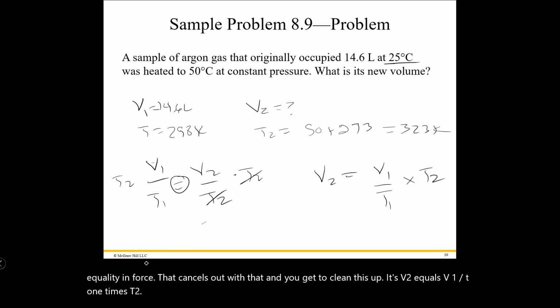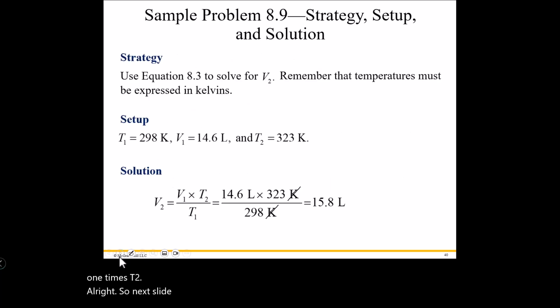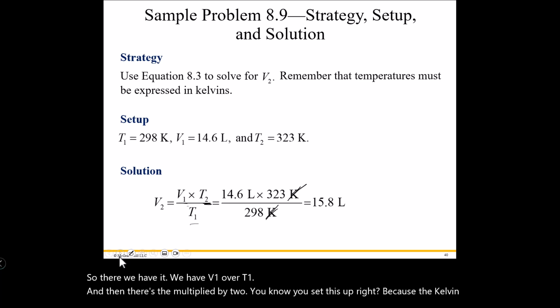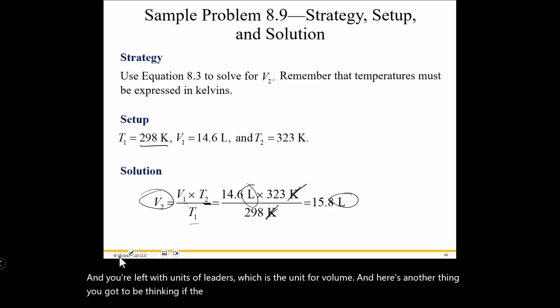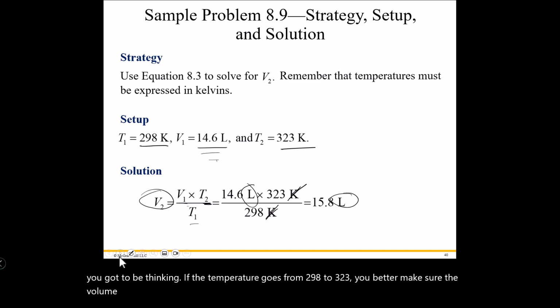All right, so next slide. There we have V1 over T1, multiplied by T2. You know you set this up right because the Kelvin cancel out, and you're left with units of liters, which is the unit for volume. And here's another thing you've got to be thinking. If the temperature goes from 298 to 323, you better make sure the volume increases. So it goes from 14.6 to 15.8.